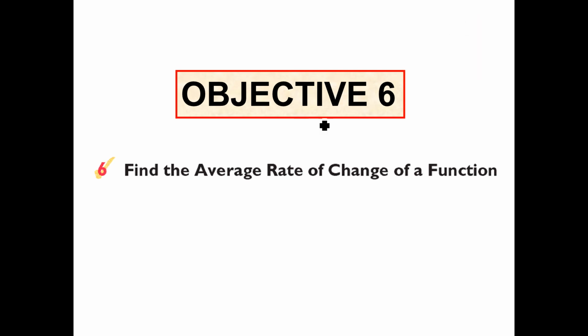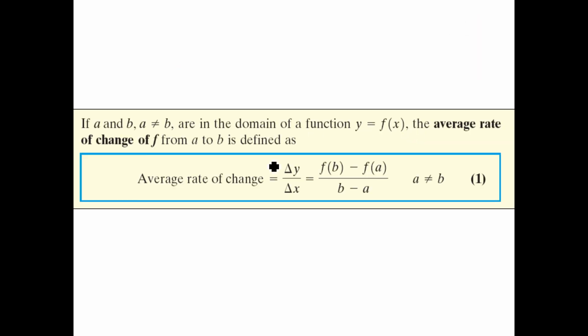All right, so let's find the average rate of change of a function. The average rate of change is the exact same thing as slope. So y1 minus y2 over x1 minus x2. Those are the same things here, right? The x that goes with this y and the x that goes with this y.